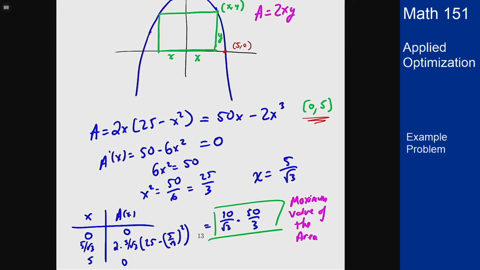And that's how you work with that optimization problem to figure out the maximum area of a rectangle inscribed under this graph.